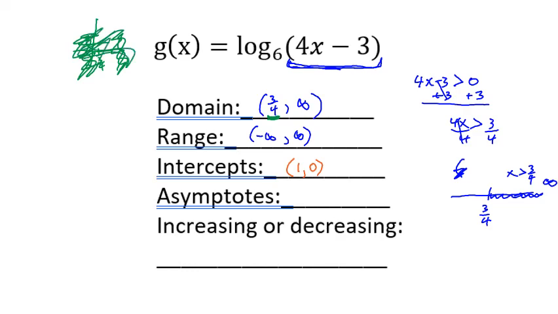So what that means for us is that we're going to have a vertical asymptote at 3/4. And our values would end up getting closer and closer to 3/4, but it would never touch. So our asymptote here is this 3/4. So we're going to say x equals 3/4 is our vertical asymptote. In terms of this function from our sketch, we can see that it's going to be increasing. So our function is increasing.